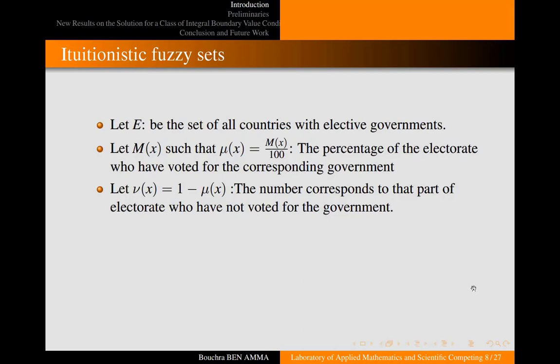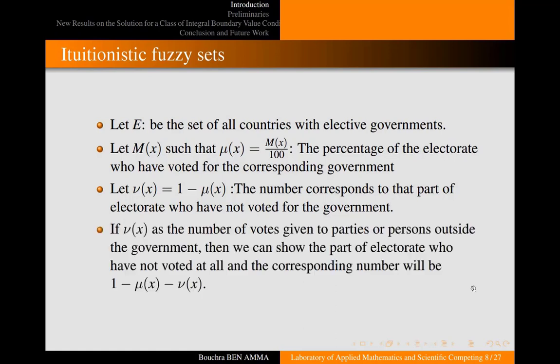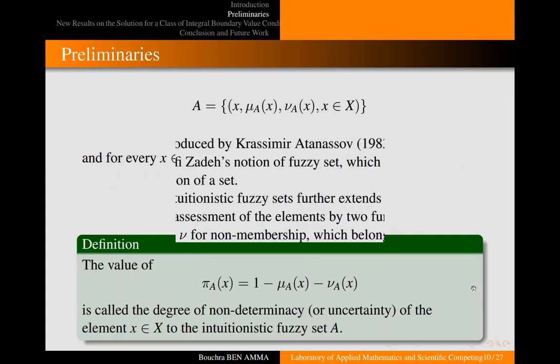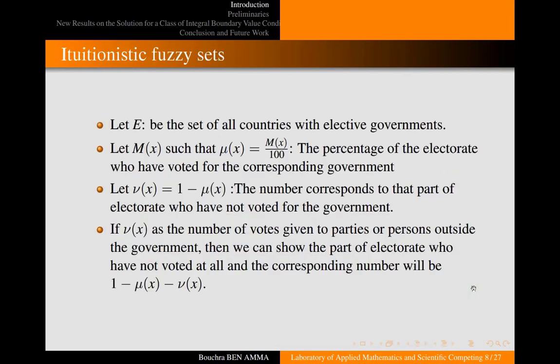For this reason, Professor Krassimir Atanassov added another degree, the degree of uncertainty. In this case, the degree of non-membership corresponds to the electorate who have voted against the government. Now we have the possibility to categorize the last part of the electorate, those who have not voted at all or made a mistake in voting, by 1 minus the degree of membership minus the degree of non-membership.